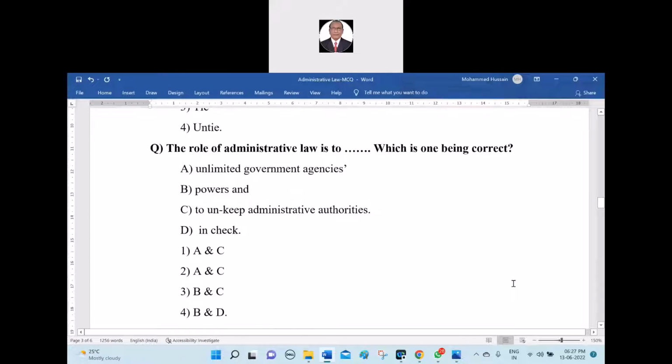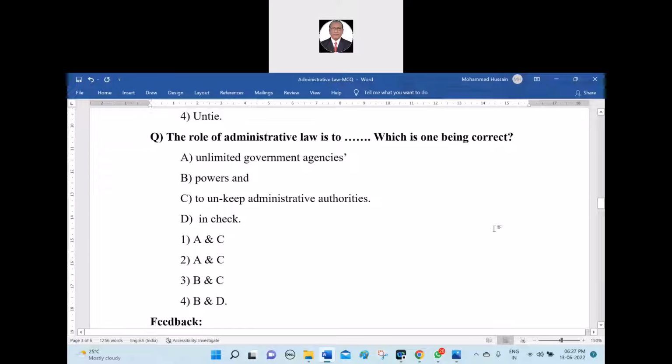Okay, now let us see this a bit. I jumbled it. The role of administrative law is to dash. Which one is correct? A, unlimited government agencies. B, power. C, to unkeep administrative authorities. D, in check. Option 1, A and C. Option 2, A and C. 3, B and C. 4, B and D.